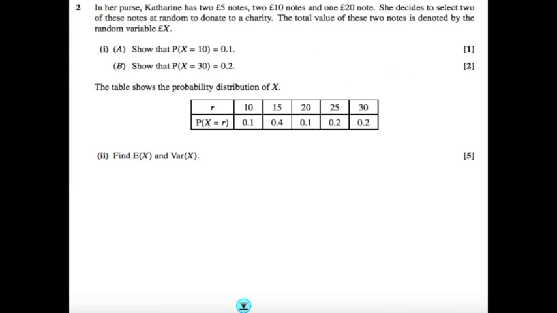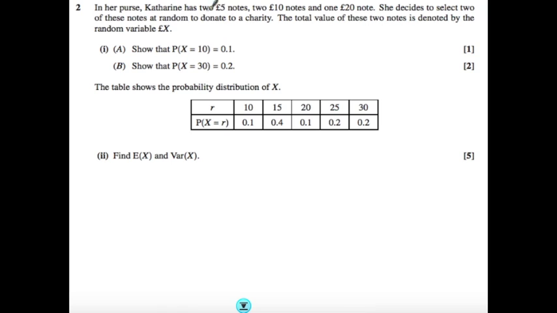Right, so question 2. In her purse, Catherine has 2 £5 notes, 2 £10 notes and 1 £20 note. She decides to select 2 of these notes at random to donate to a charity. The total value of these notes is denoted by the random variable X. So first of all, show that the probability X equals 10 is 0.1. So essentially we're saying show that the probability she takes out 2 notes that have a total value of £10 is 0.1.